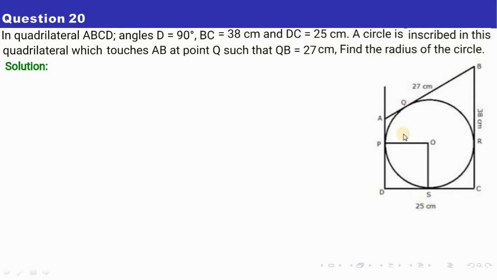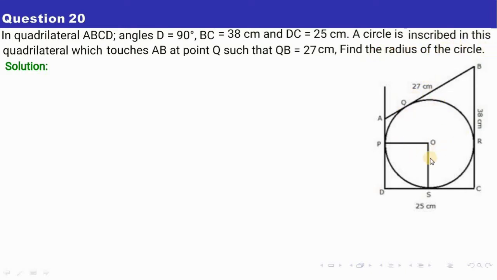Now in this quadrilateral, a circle is inscribed. A circle is made inside this quadrilateral so that each side of the quadrilateral touches the circle. That means each side of the quadrilateral acts like a tangent. The side AB touches the circle at point Q, and it is given that QB is 27, so from here to here is 27 centimeters. We are asked to find the radius of the circle.